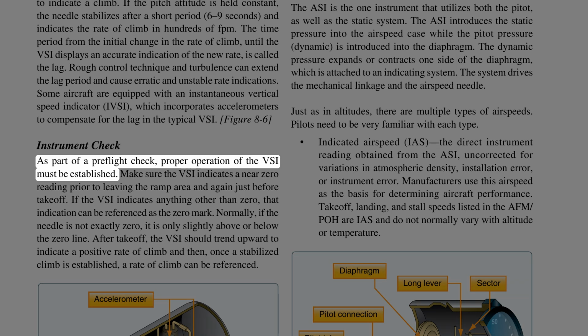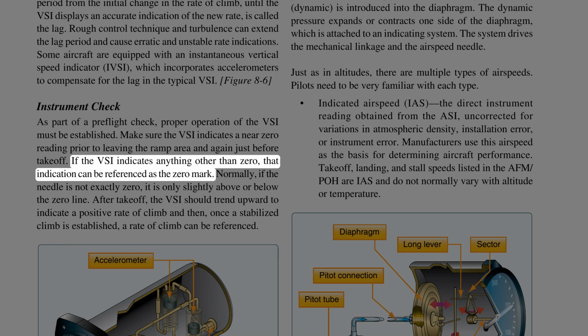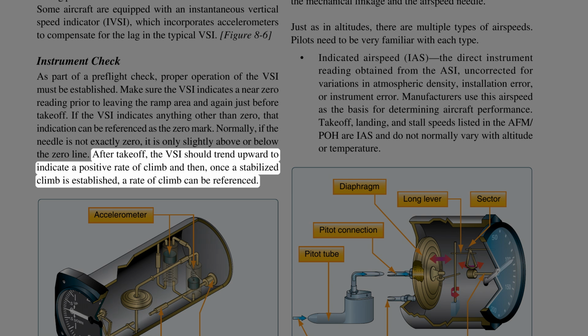Instrument check. As part of a pre-flight check, proper operation of the VSI must be established. Make sure the VSI indicates a near zero reading prior to leaving the ramp area and again just before takeoff. If the VSI indicates anything other than zero, that indication can be referenced as the zero mark. Normally, if the needle is not exactly zero, it is only slightly above or below the zero line. After takeoff, the VSI should trend upward to indicate a positive rate of climb, and then, once a stabilized climb is established, a rate of climb can be referenced.